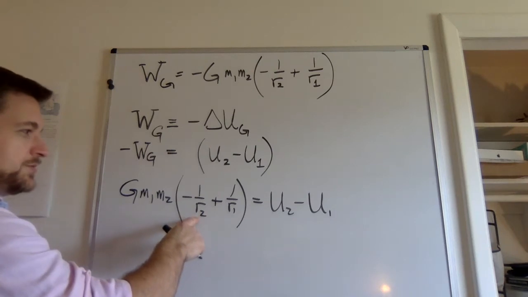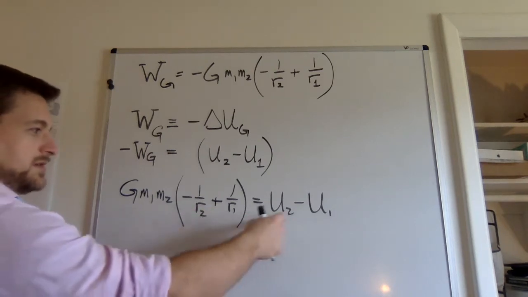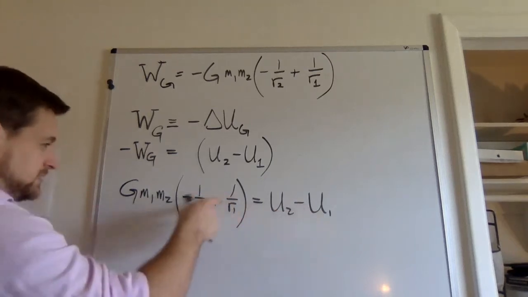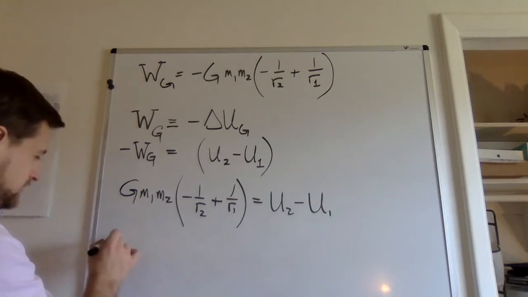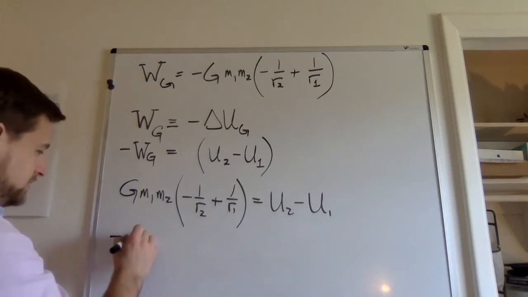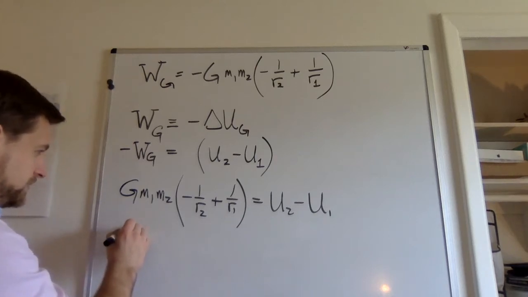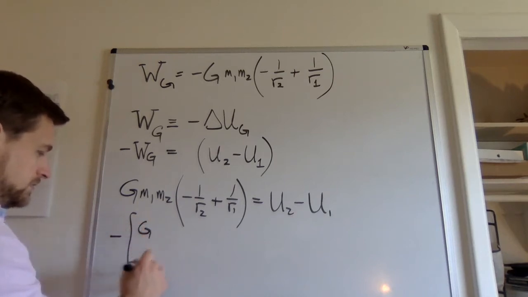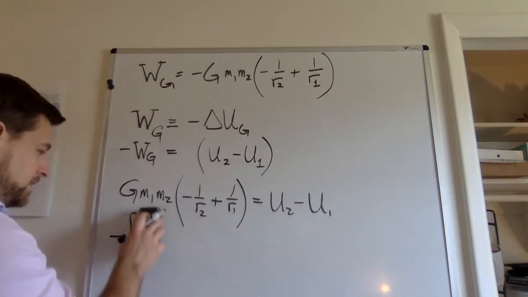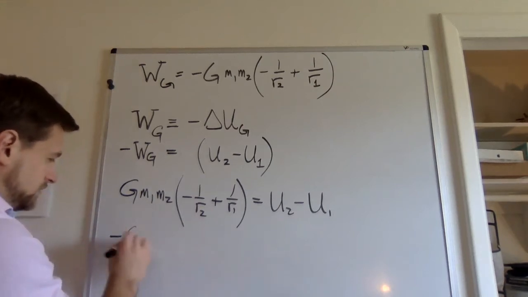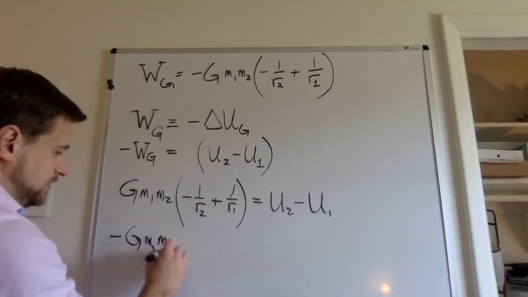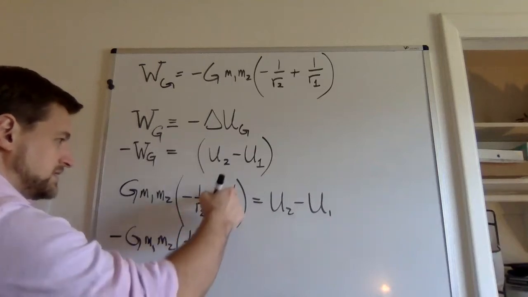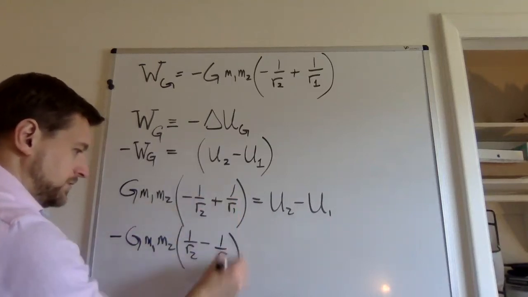Minus R2 plus R1, it's backwards. This is U2 positive minus U1. So we got a minus sign in here someplace. Let's pull out a minus sign. And then we have G M1 M2 times 1 over R2 minus 1 over R1.